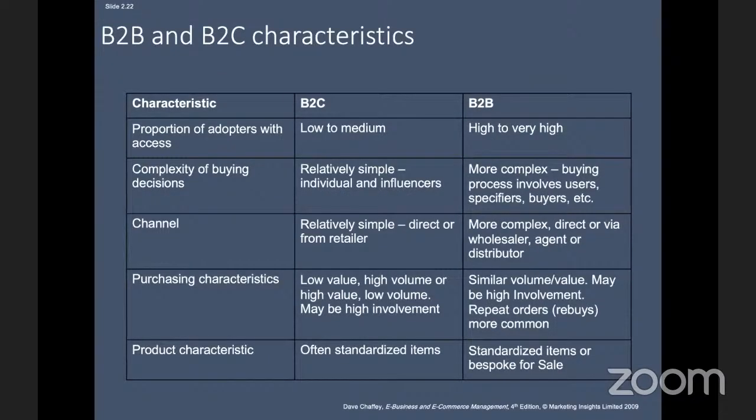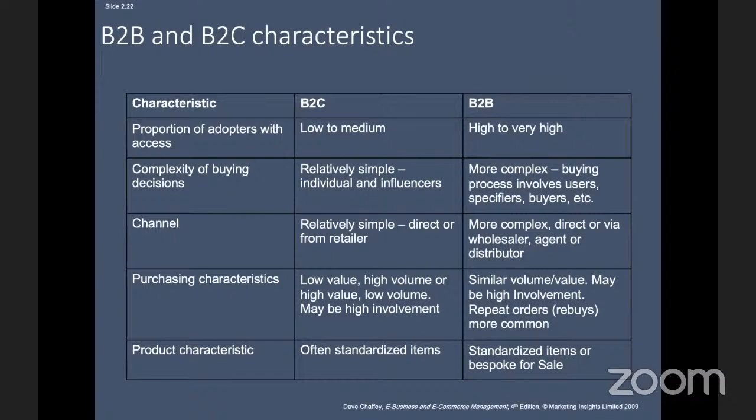Okay, then B2B and B2C characteristics. What are B2B and B2C characteristics? First, the characteristics: proportion of adopters with access. B2C, low to medium, and B2B, high to very high. Then complexity of buying decisions: relatively simple in terms of B2C, individual and influencers. While in terms of B2B, more complex, the buying process involves users, specifiers, buyers, etc. Then the channel: relatively simple, direct or from retailer. While in terms of B2B, more complex, direct or via wholesaler, agent or distributor.